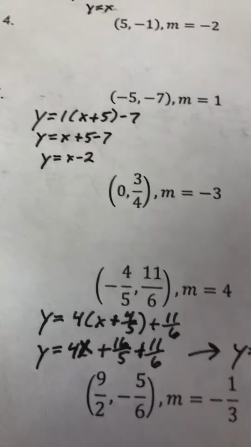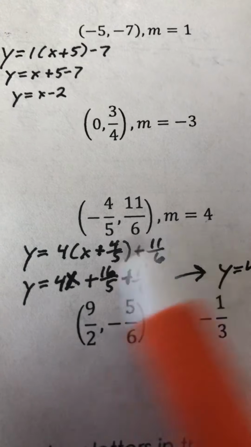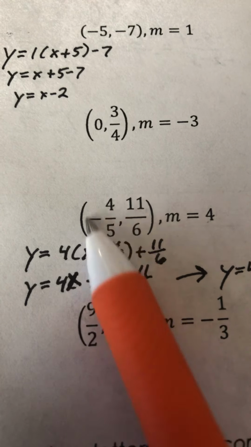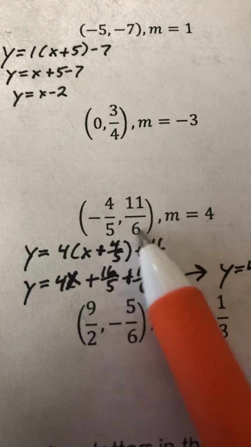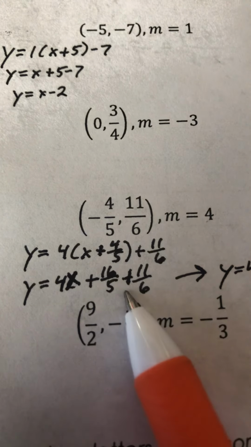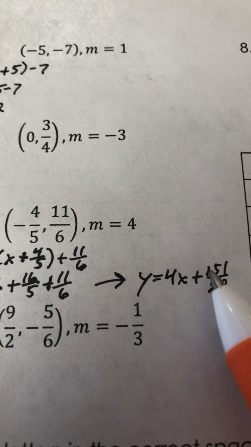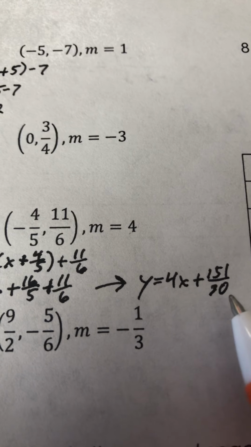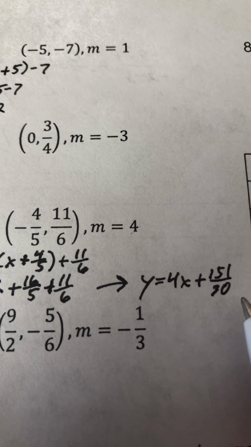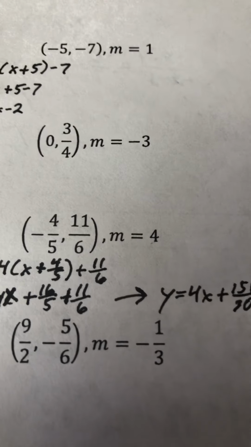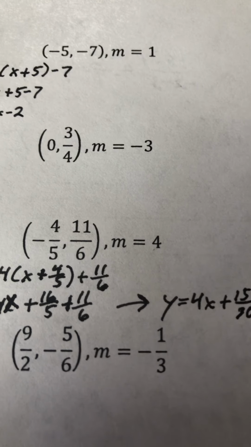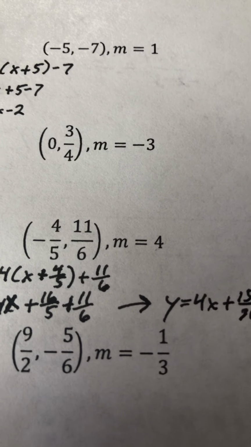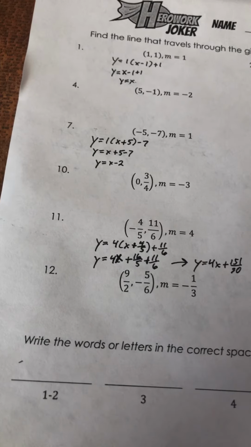And then number 11, here's my slope. I plugged it in. I plugged in my x value. I plugged in my y value. Worked it out. It ends up being this big ugly number. So we're all good there. All right, let's take a look at the backside.